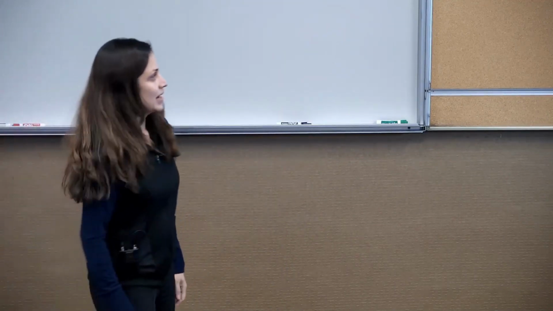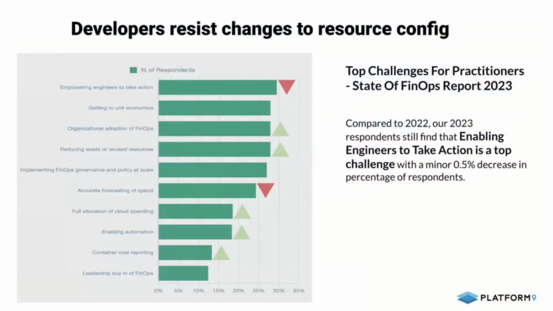In fact, FinOps.org runs this fantastic survey, the State of FinOps report. They've run it twice now, and they ask the FinOps practitioner, what is your topmost challenge in making sure the FinOps practices are actually implemented? Twice in a row, the top answer was empowering engineers to take action, which is this loop we're talking about. Empowering them to change these configurations is the most difficult thing, the highest challenge, just to get them to take action.